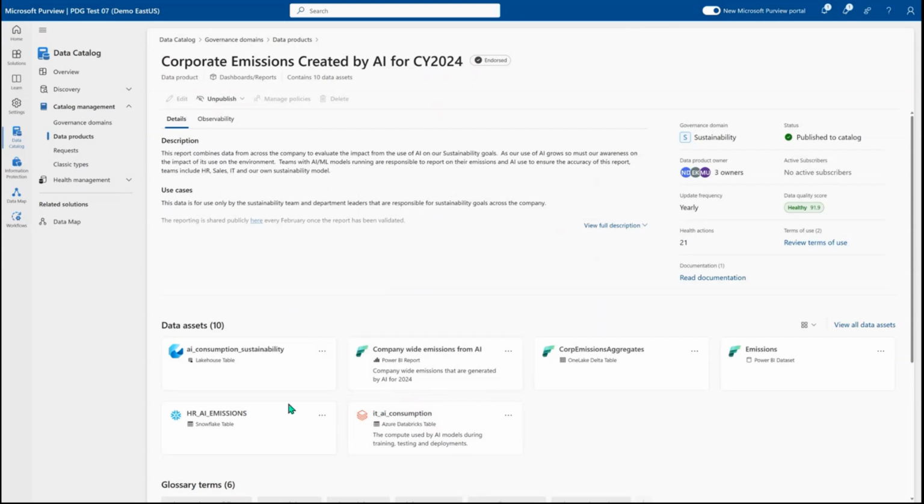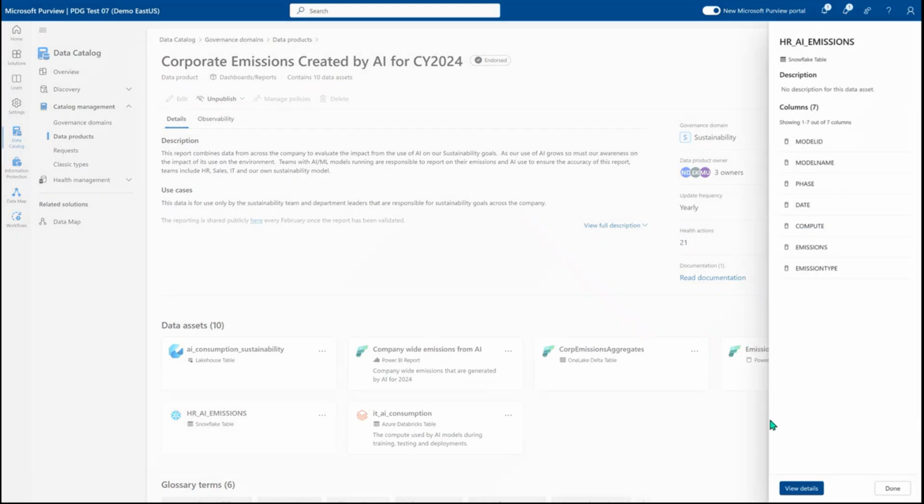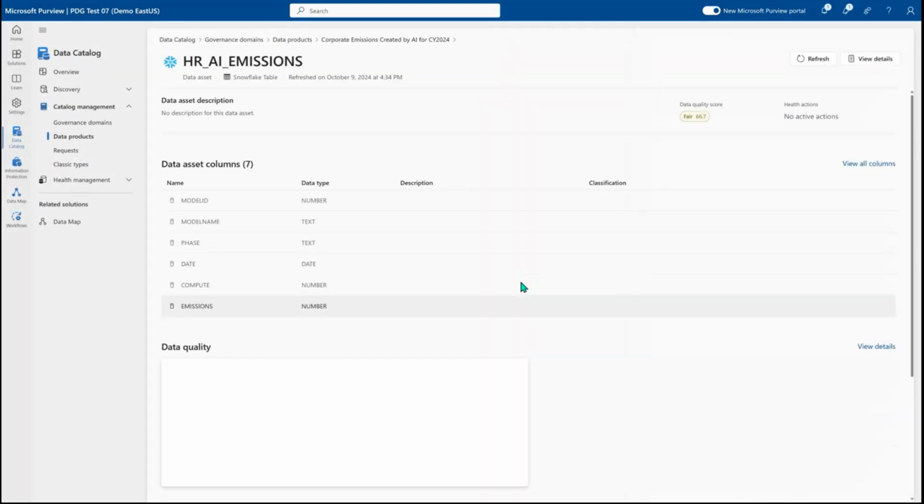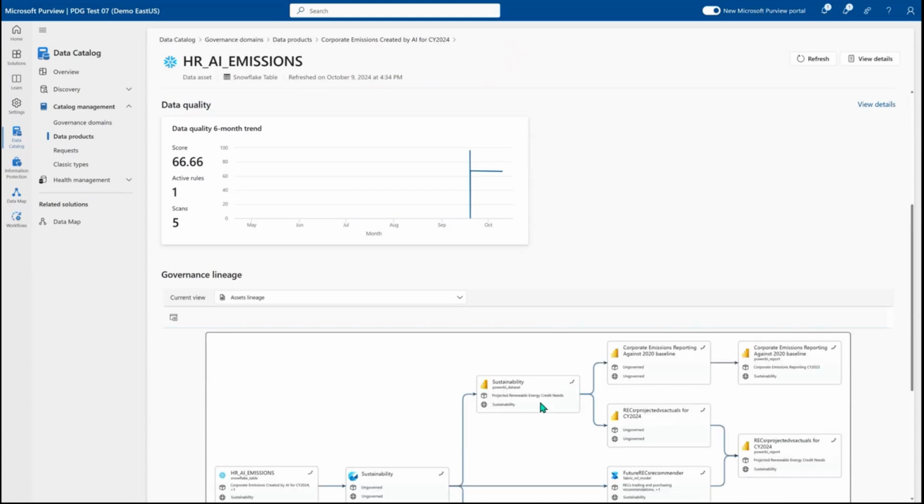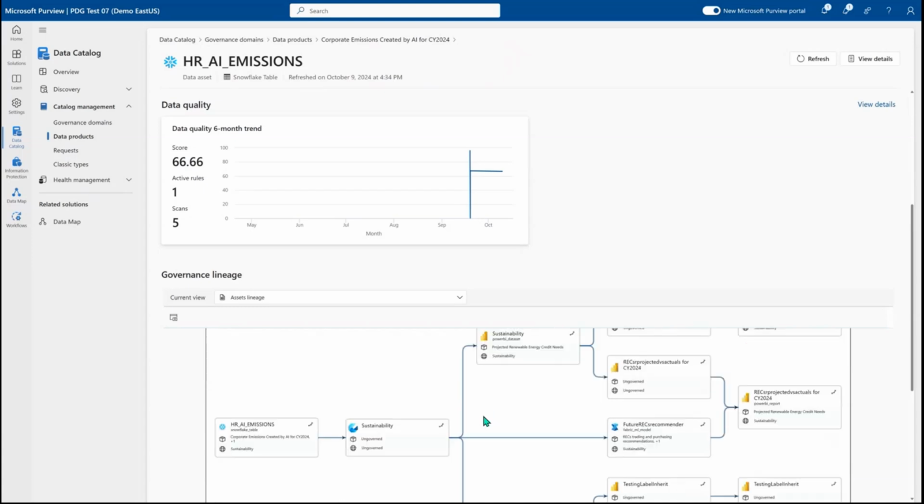So if we click on any specific data product or data asset here, you will be able to see the details about what is happening within it, what the current status of the data quality is, what the lineage is for that specific asset, and how it's tied to all the different things that are happening across your data estate.